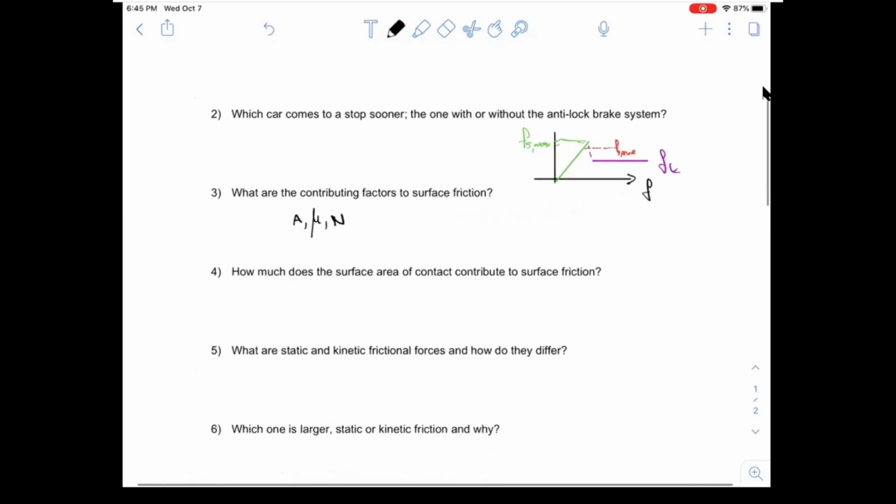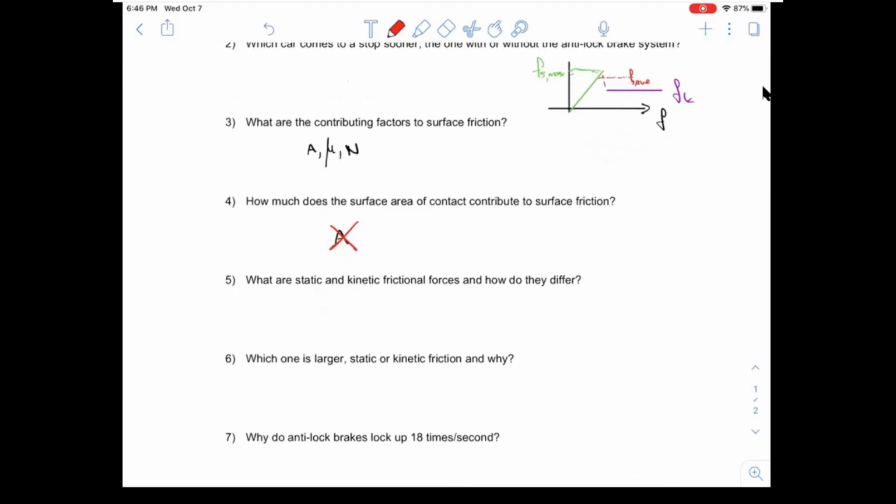Okay, so the next question is, how much does the surface area of contact contribute to surface friction? None. Very little. It's going to be none, you could say, or very little. Very little is more like, for smooth surfaces, it's none. Very little if it's rubber on concrete. It's so little, in fact, that it's negligible, or ignorable.